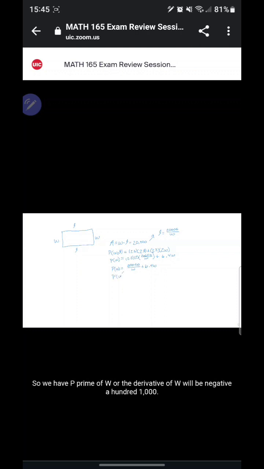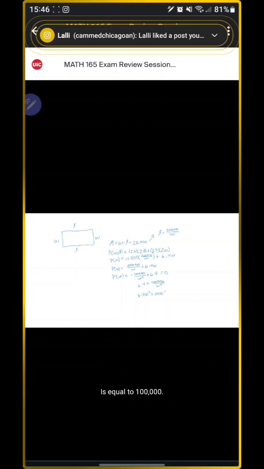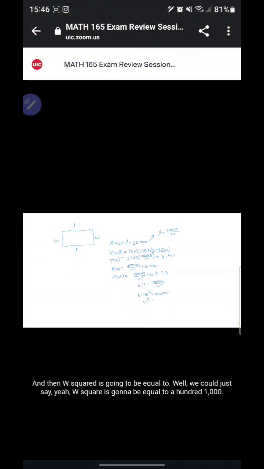So we have P prime of W, the derivative, will be negative 100,000 over W squared plus 6.4. We're going to set this equal to 0 now and solve just like that. We're going to add this to the other side. So we get 6.4 is equal to 100,000 over W squared. We're going to multiply W squared by both sides. We get 6.4 W squared is equal to 100,000. And then W squared is going to be equal to 100,000 over 6.4.